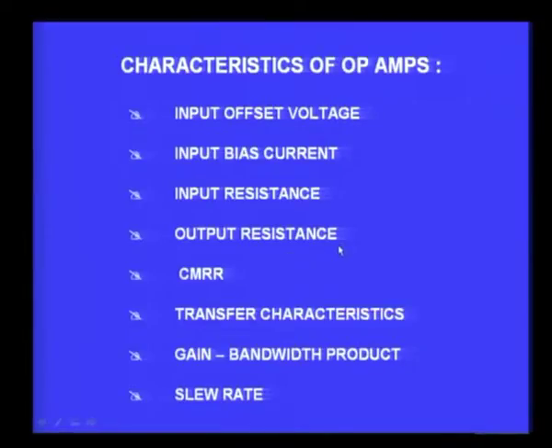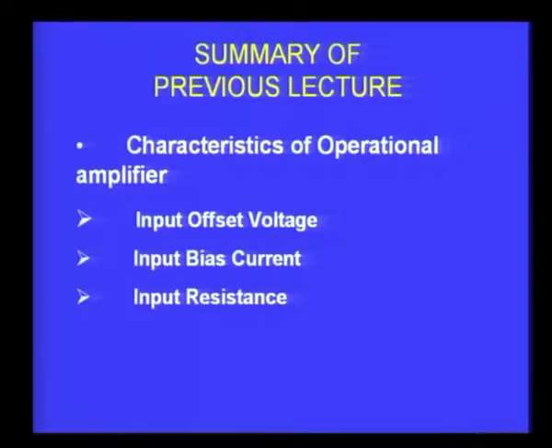These are some of the important characteristics we have listed. If you recall the previous lecture, we discussed what we mean by the input offset voltage, the definition of the characteristics, and how to measure the input offset voltage, and then the input bias current, the input bias current offset, and also we saw what is the meaning of the input resistance and how to measure the input resistance for a given configuration.